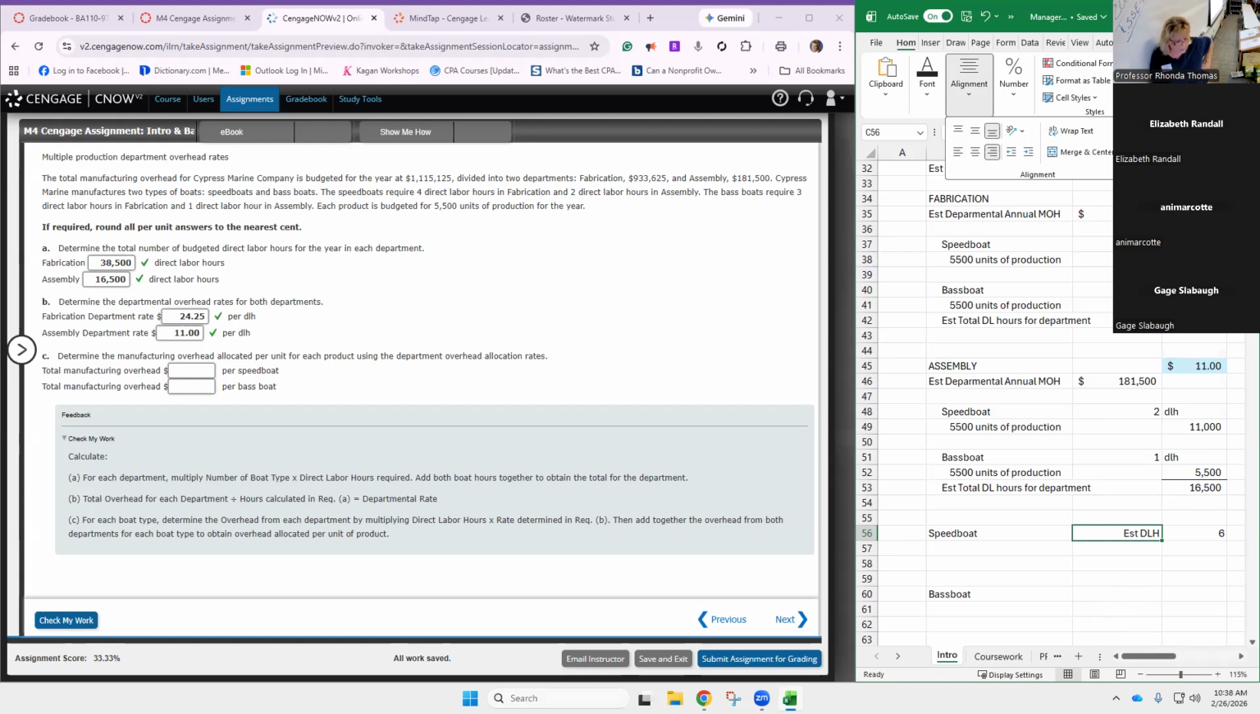Okay, then it says total manufacturing overhead per speedboat. The only problem is we've got different rates here, right? So we can't combine them. So this is going to be estimated direct labor hours for fabrication. So we'll put fab here. And then we're going to have one for assembly.